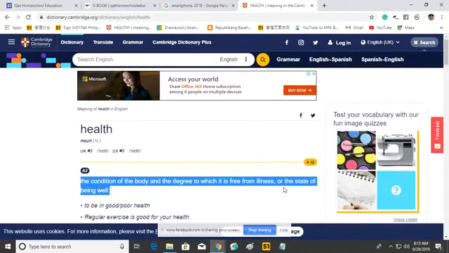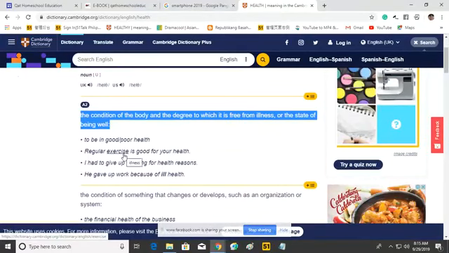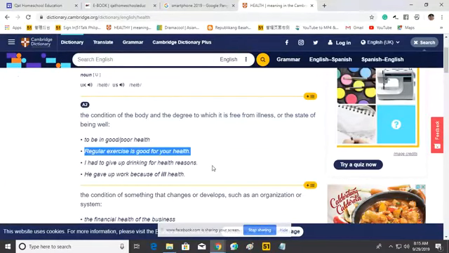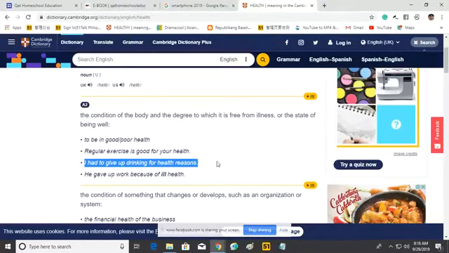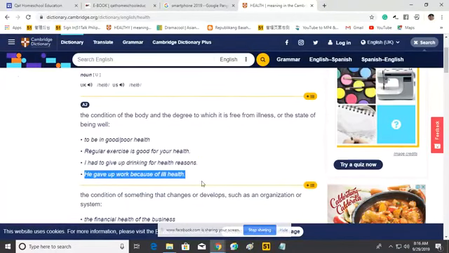So let's try to read the sentences. For example, we can say to be in good or poor health. We can also say regular exercise is good for your health. We can also say I had to give up drinking for health reasons. And we can also say he gave up work because of ill health. So that's why we need to protect our health.